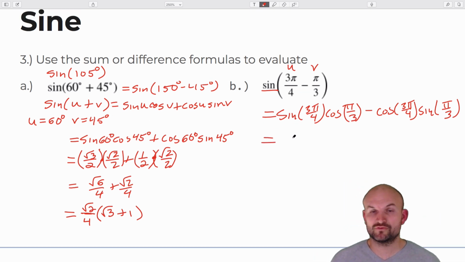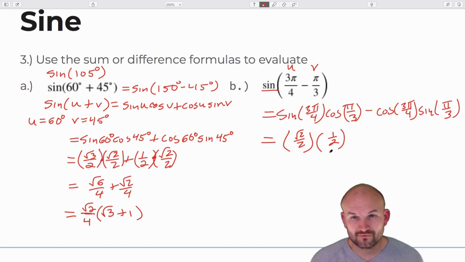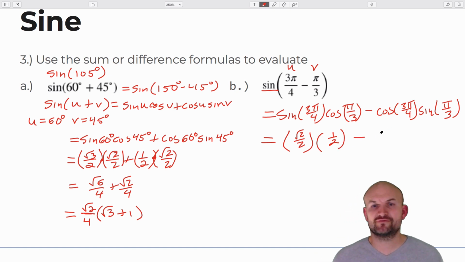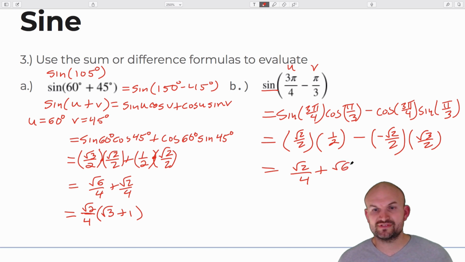Sine of 3 pi over 4 is going to be in the second quadrant, so that would be square root of 2 over 2. The cosine of pi over 3 equals 1/2. And then minus the cosine of 3 pi over 4. Again, that's in the second quadrant, so just be careful. That's a negative square root of 2 over 2. And then we have the sine of pi over 3, which is a square root of 3 over 2. Okay, so now when we multiply this, I'll have square root of 2 over 4. And then this becomes a positive square root of 6 over 4.